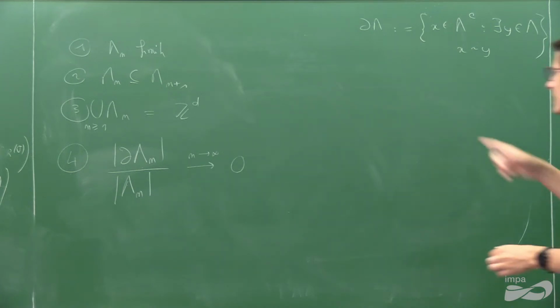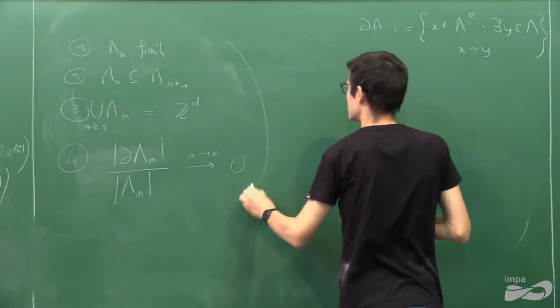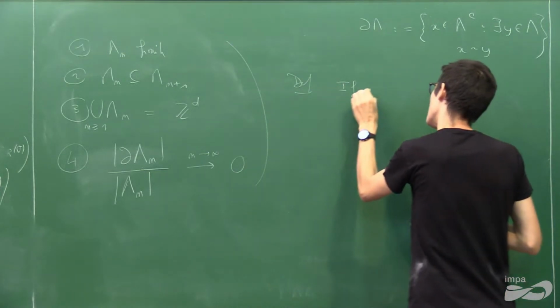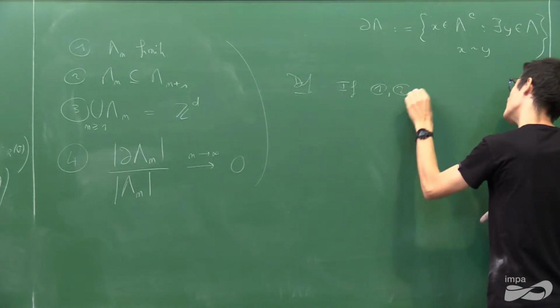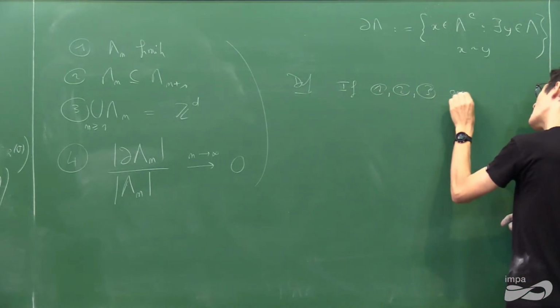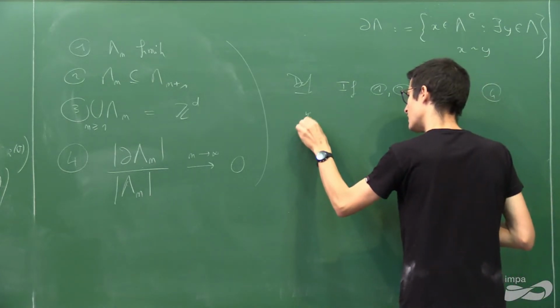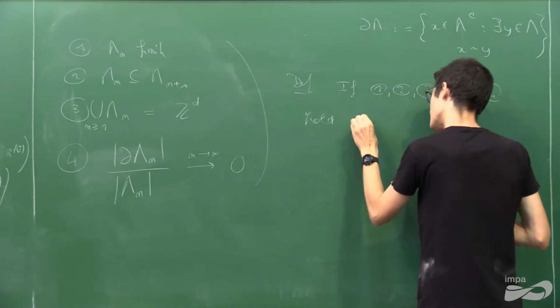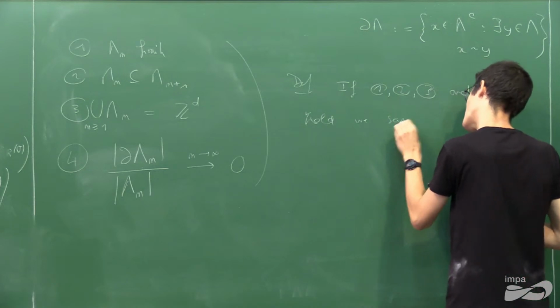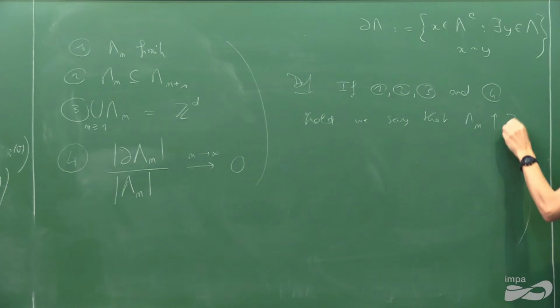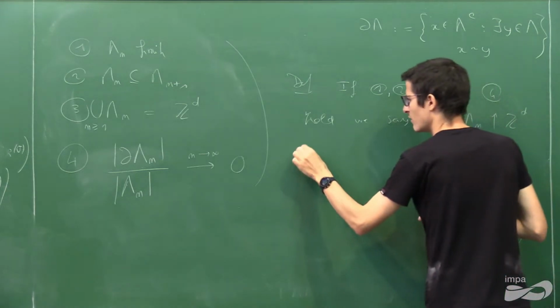Okay, and if these four things happen, so this is the definition, so if 1, 2, 3, and 4 hold, we say that lambda n converges to Z^d in the Van Hove sense.